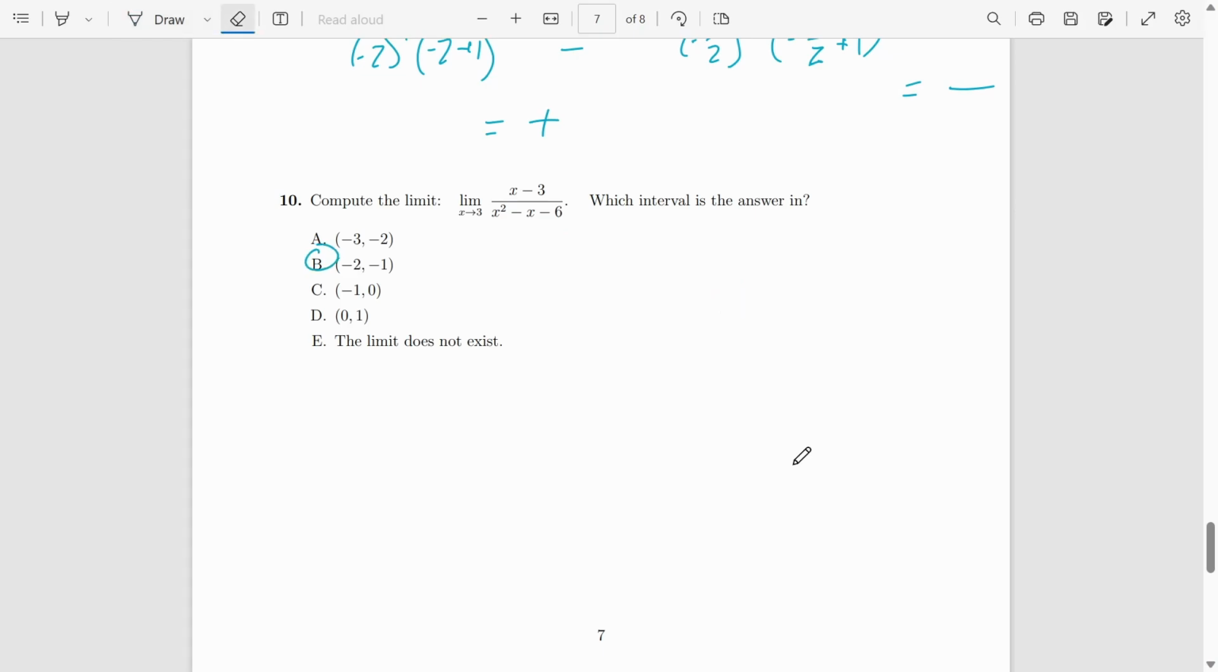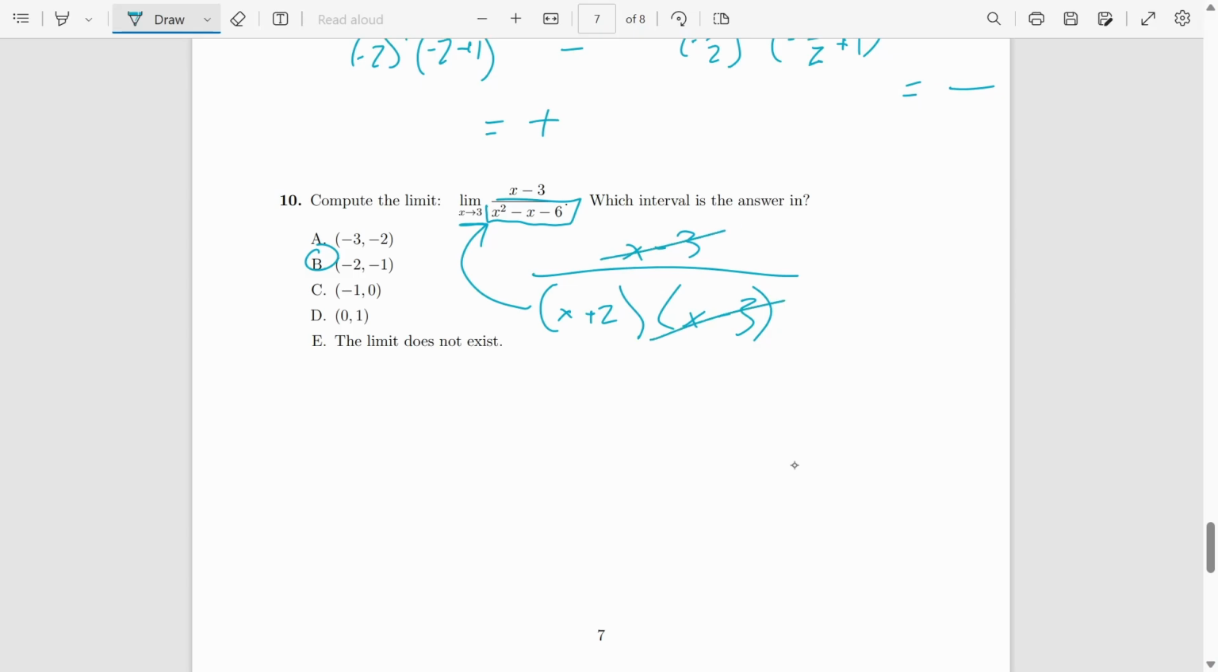And this limit is not too complicated. It's just a basic simplifying kind of problem. You'll see what I mean. So the denominator here can just be rewritten as x plus 2 times x minus 3. There we go. That will end up getting back to the original polynomial. So that's x minus 3.